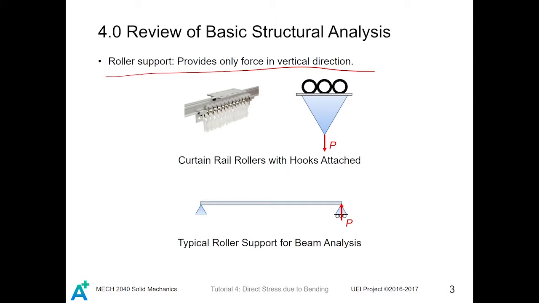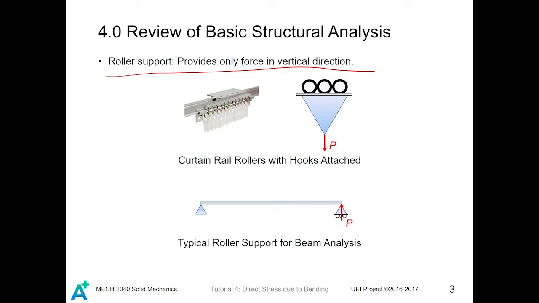An example in the daily life is the curtain rail rollers with the hooks attached. On the rail of your curtain, there is a roller support like this. And if you hang your curtain on it, the roller support is under an external load P pointing downward caused by the curtain. Consequently, this roller support will drag the curtain upward.